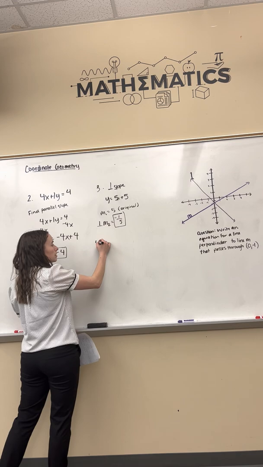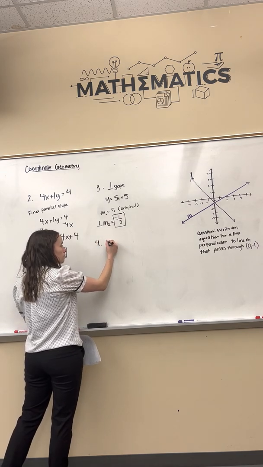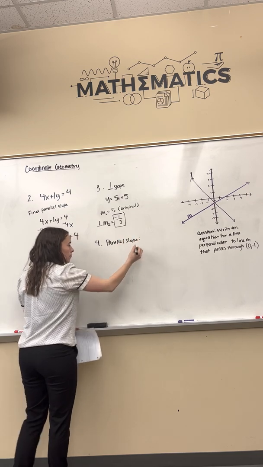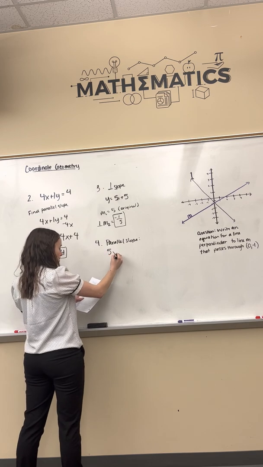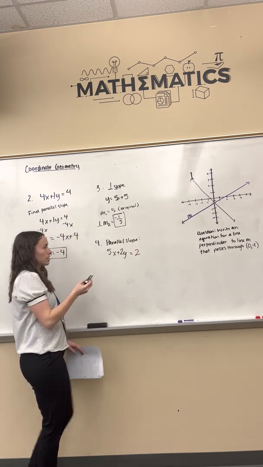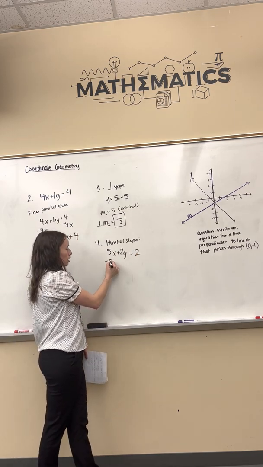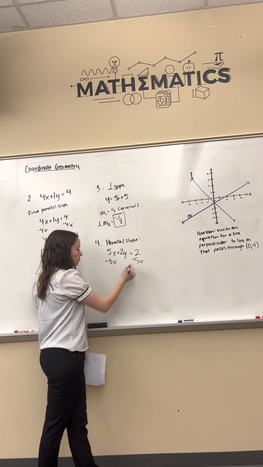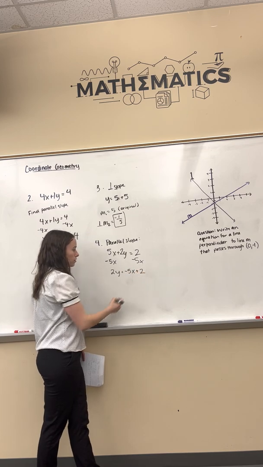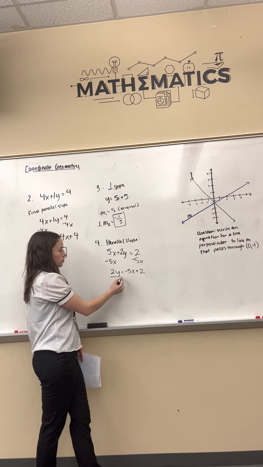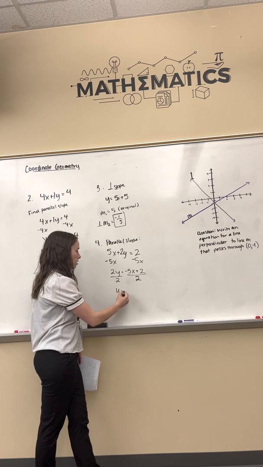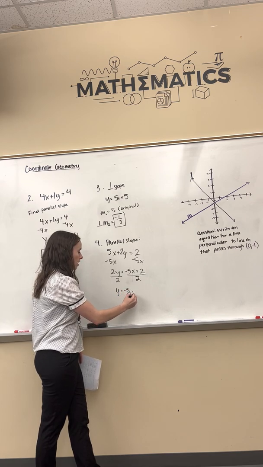And one more, finding a slope, we have a parallel slope. But this one's going to be a little trickier. We have 5x plus 2y equals 2. To find a parallel slope, we want to get y by itself, so we're going to subtract that 5x. We're left with 2y equals negative 5x plus 2. And then we still have a 2 here, so we want to divide by 2, which means we're dividing the whole thing by 2. And we're left with y equals negative 5 halves x.